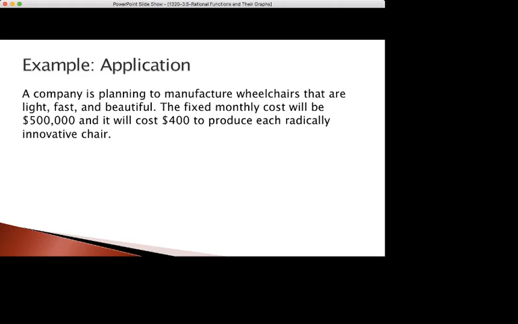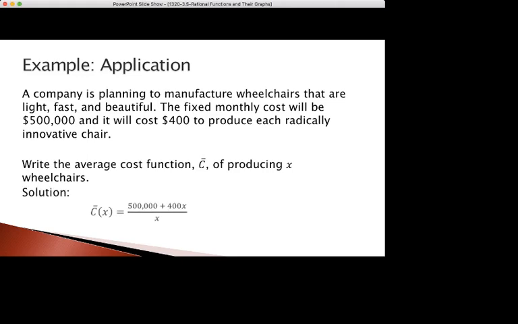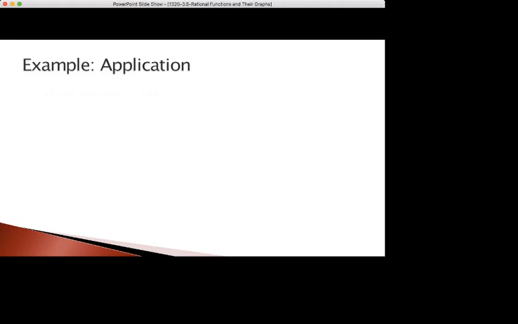Consider the same problem. Now, what about the average cost function of producing x wheelchairs? Well, that is simply our cost function divided by the number of wheelchairs that we produced. The average cost function gives us the average cost per wheelchair. So now, let's do some stuff with that. Find and interpret C bar of 10,000, or the average cost of 10,000 wheelchairs.